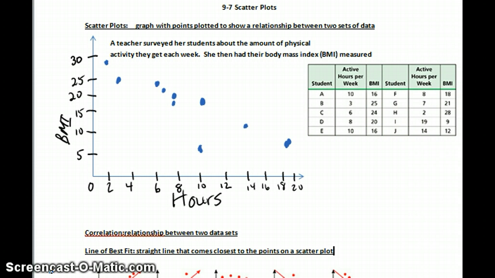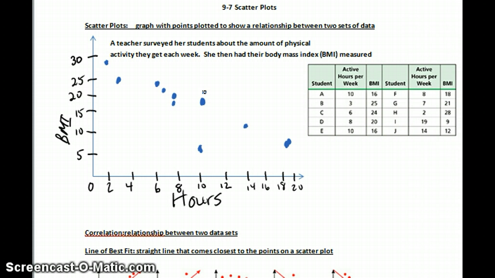So in our first example, I went ahead and plotted these points. The first point was 10 active hours per week and a body mass index of 16. So I went to 10 for hours, and I went up until I went to 16, and that's this point right here. Okay, so basically we do that for each one. We plot all the points. We do not connect any lines, and then we see, is there a trend? Is there something that we can see from this, the grouping of this data?